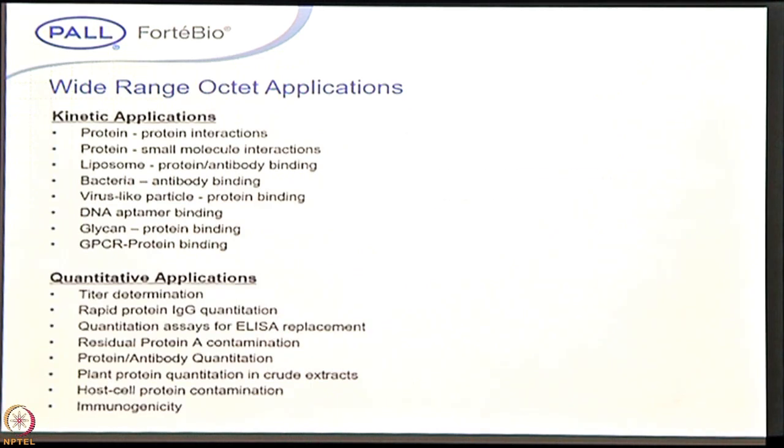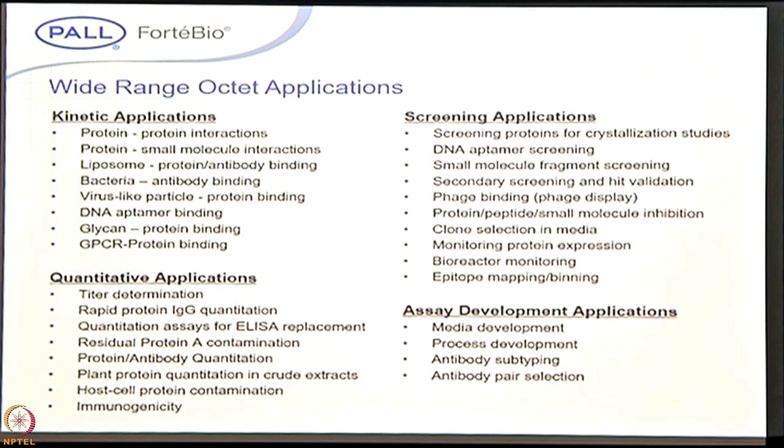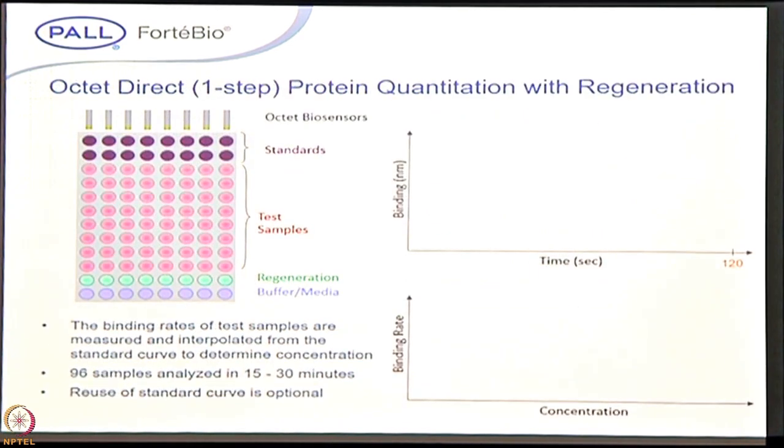So these are the different applications we have segregated: kinetic applications, quantitative, screenings, and assay development, and all that. In terms of publications, we have crossed more than 1,500 in the past 10 years, all published in journals of different impact factors. So how exactly does it work?